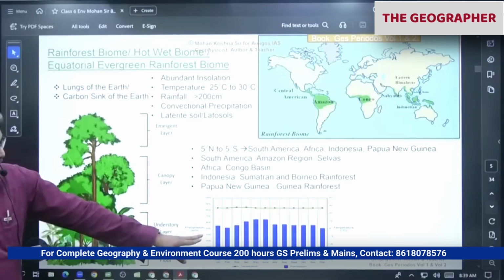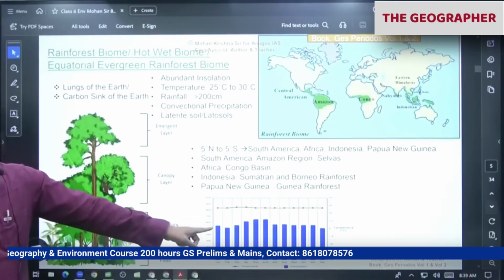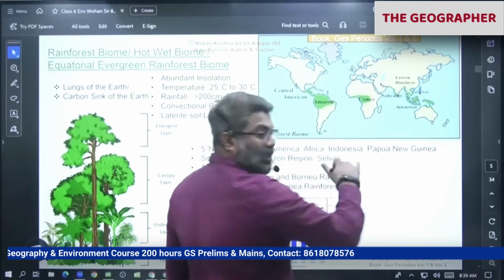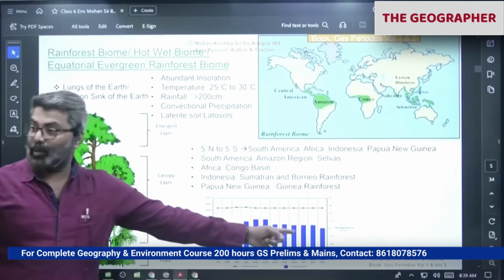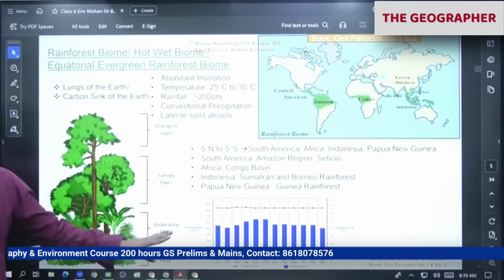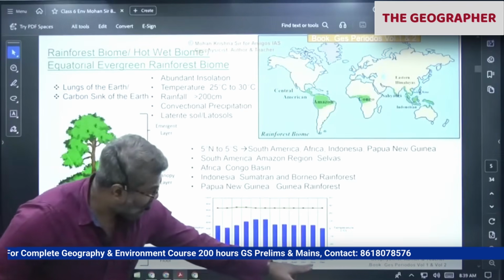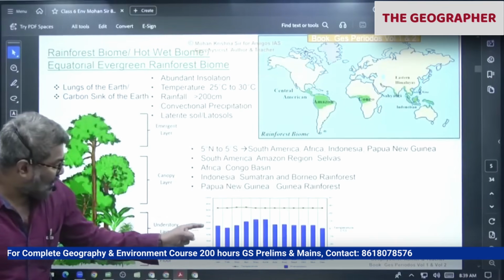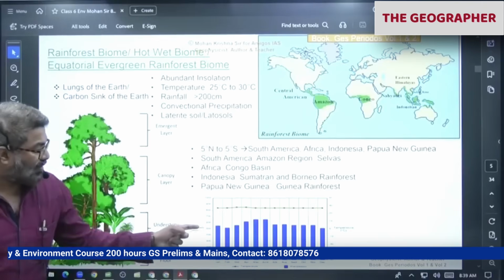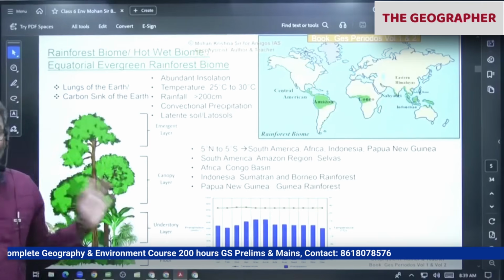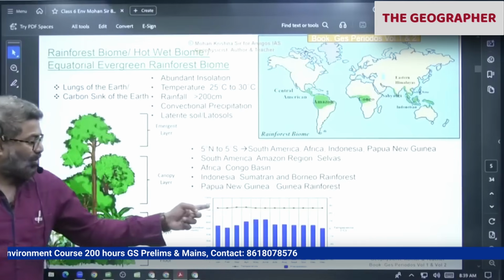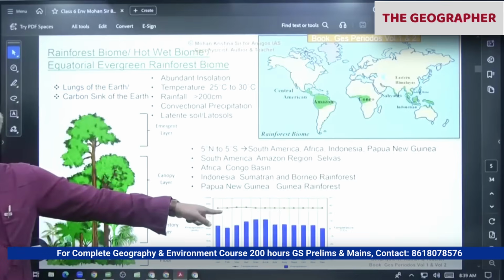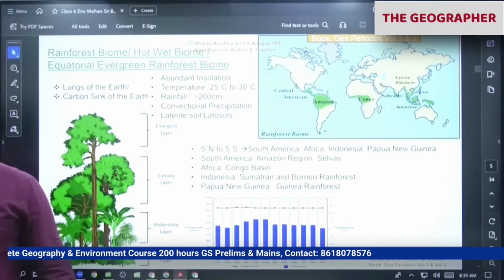You notice that near the equator, this is a place, Singapore. Singapore is close to the equator. So for Singapore we have taken the climograph. You notice that throughout the year it has received rainfall. Almost 500 to 600 mm they have received throughout the year. Temperature is also almost in the 20 to 30 range only. More or less the same temperature every month.